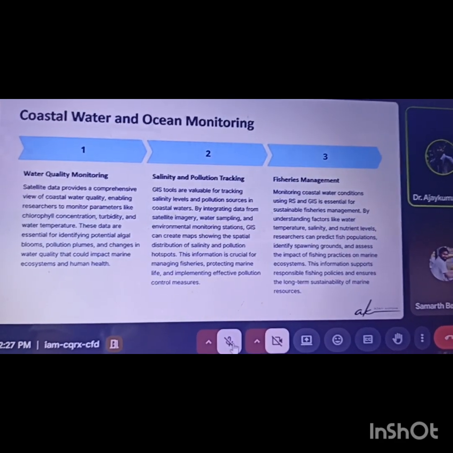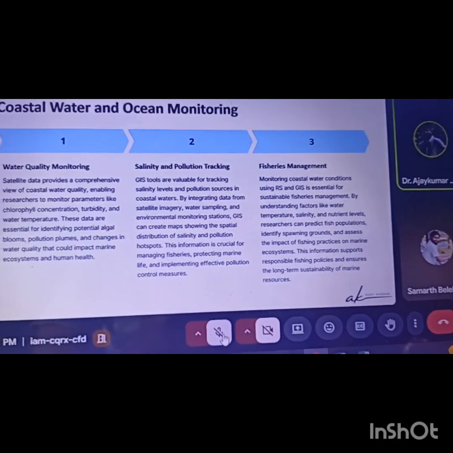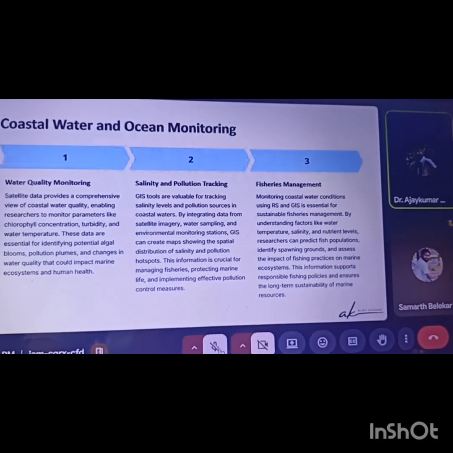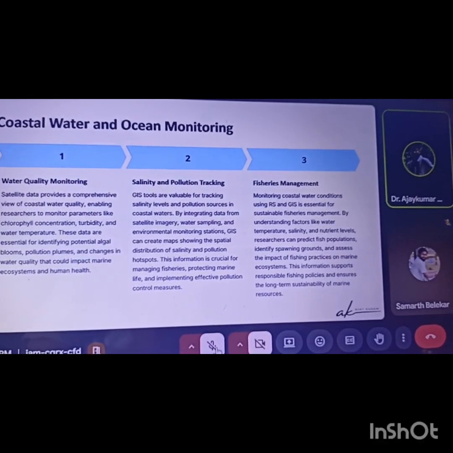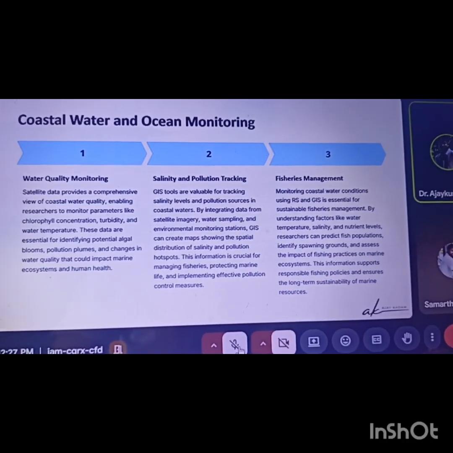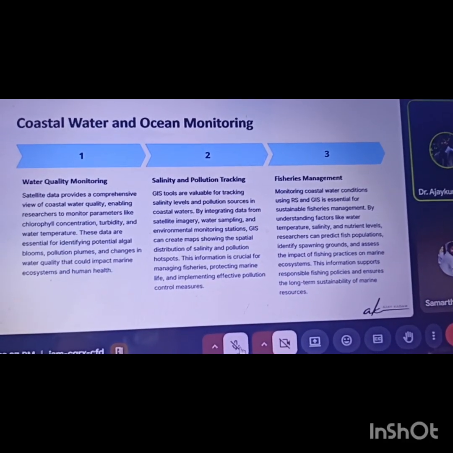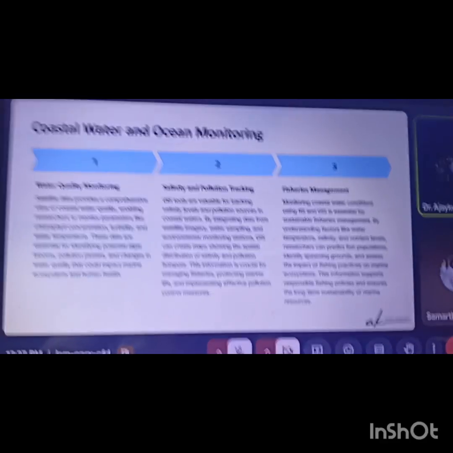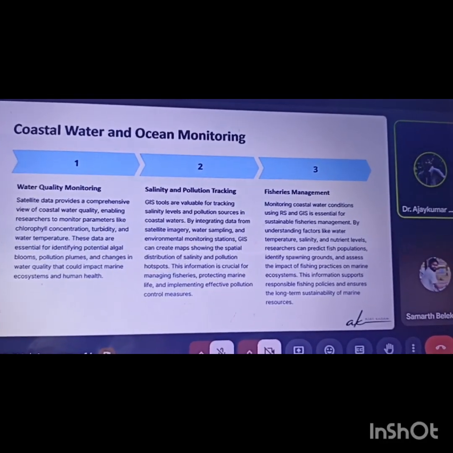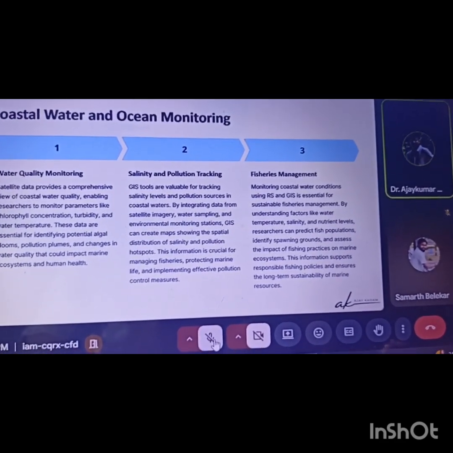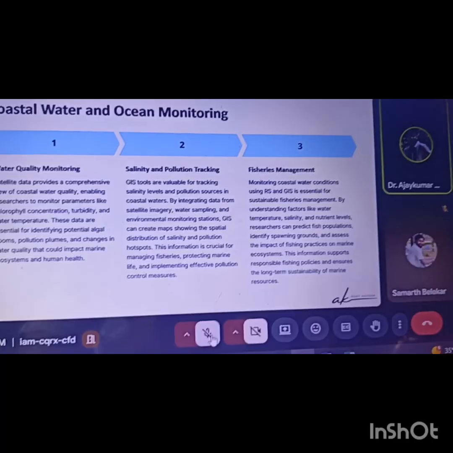Next will be coastline water monitoring and mapping. As we have seen, water quality monitoring can be done with the help of satellite data like chlorophyll content, and also salinity and pollution tracking. There are two types of salinity: inland and seaborne salinity. Inland salinity has more hardness, as previously said, and seashore salinity means a higher amount of salt water intrusion in that area. That can also be easily mapped with the help of GIS and remote sensing.